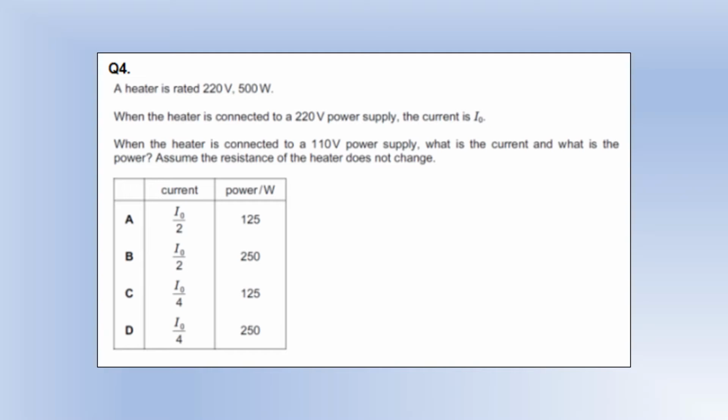Okay, so a heater is rated 220 volts, 500 watts, and it's connected to a 220 volt power supply. When the heater is connected to a 110 volt power supply, what is the current and what is the power? So if we supply half the potential difference, we're going to end up with half the current, so it's got to be A or B. And remember, P is equal to I squared R, or V squared over R. So if we have half the potential difference, we end up with 1/4 of the power.